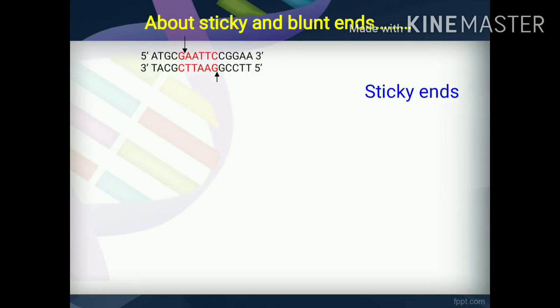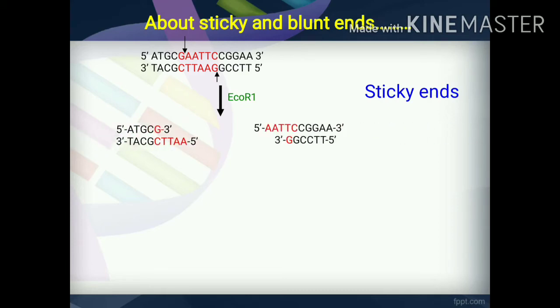Now, what is a sticky end and a blunt end? Let's study sticky ends first. For example, this is the gene sequence and you can see the arrow marks there. The arrow marks show where the enzymes recognize the sequence at these particular locations, and they cut like a biological scissor at this sequence and the strands get separated. So we call it sticky ends.